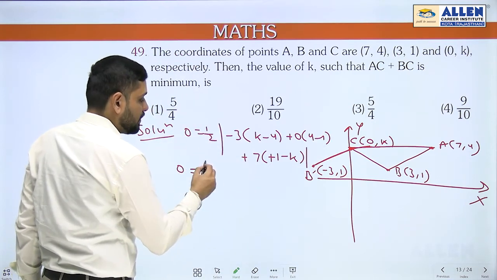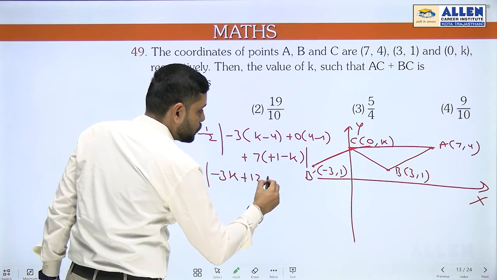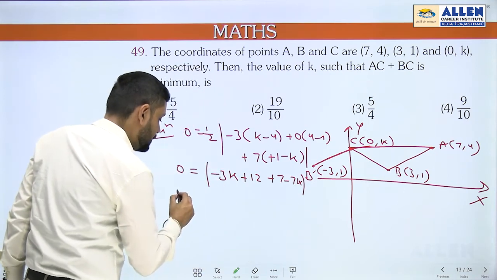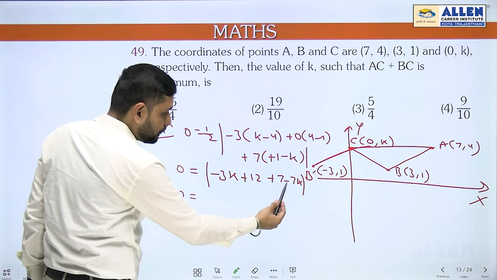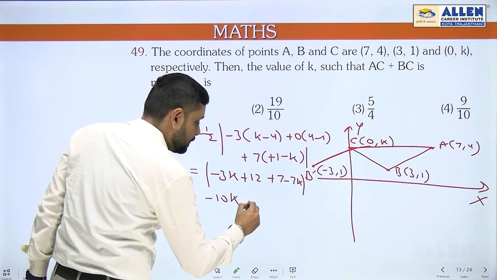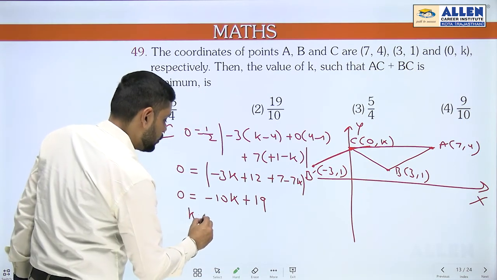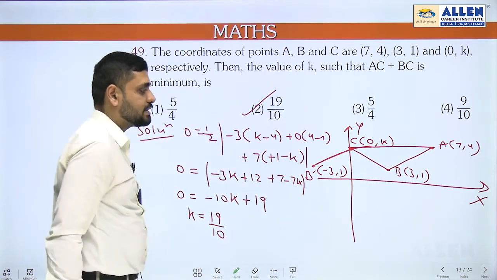So we'll simplify it. We'll open the bracket and we'll get minus 3k plus 12 plus 7 minus 7k. Now we'll remove this mod, and we get minus 3k minus 7k, that is minus 10k plus 19. So after simplification, the value of k we will get as 19 by 10. This will be our answer, that is the second option.